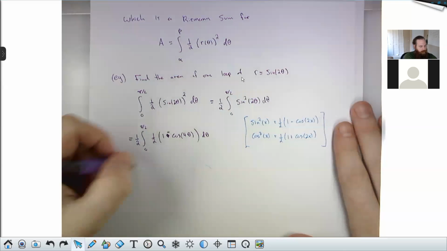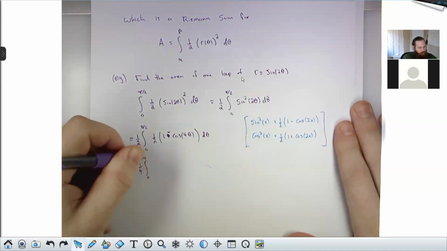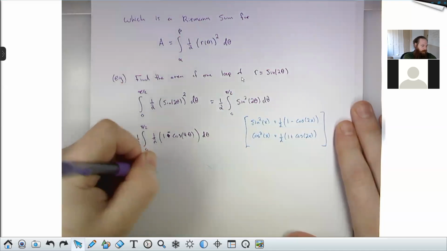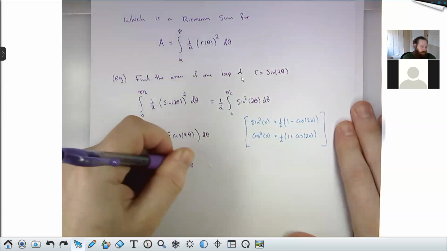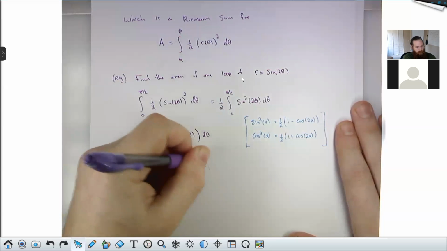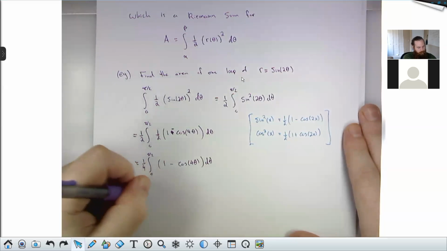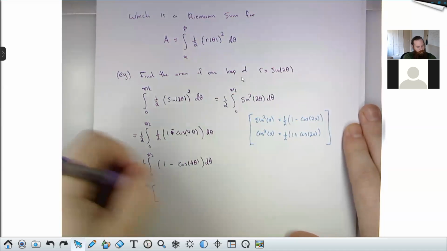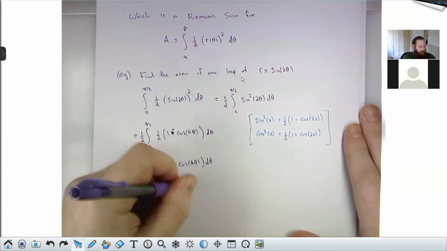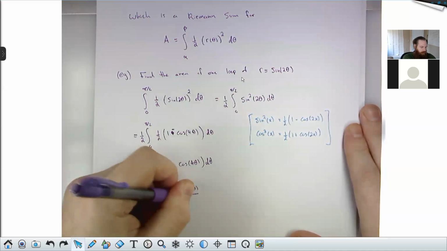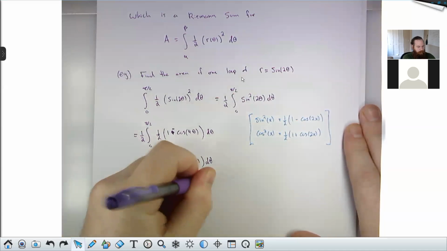I can pop this extra 1/2 out. So I'll have 1/4 integral 0 to pi over 2, 1 minus cos 4 theta. And now I can cook up my antiderivative. That's theta minus sine 4 theta over 4. And we evaluate this from 0 to pi over 2.